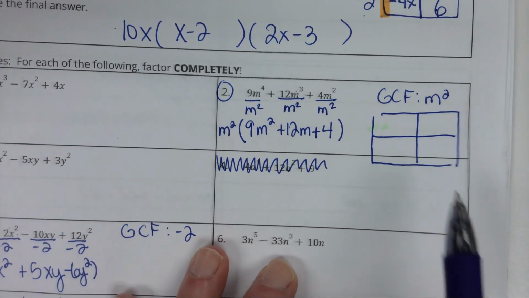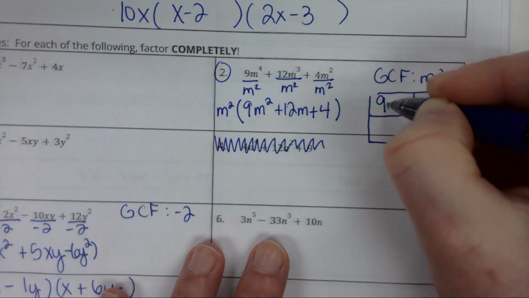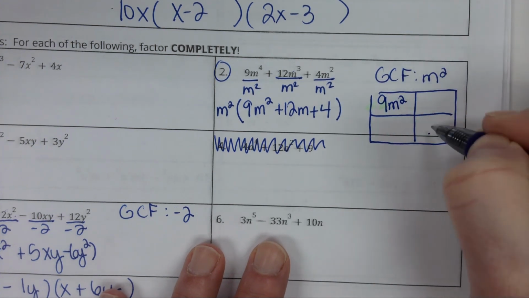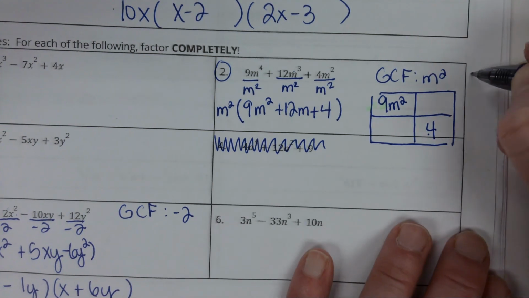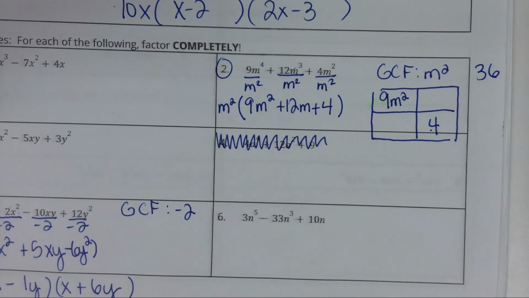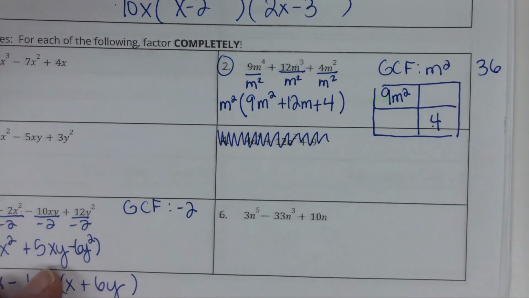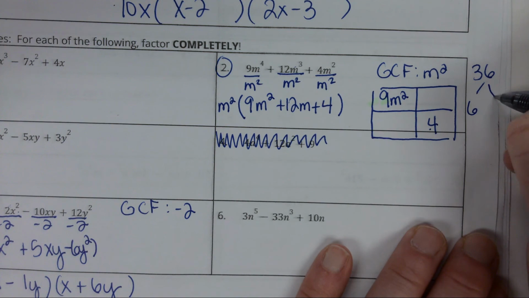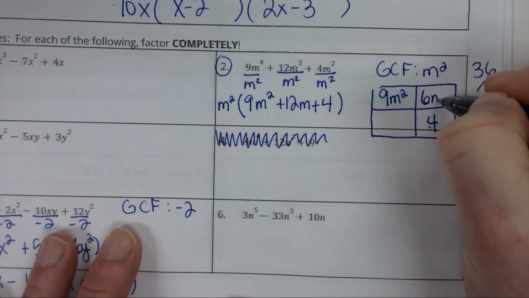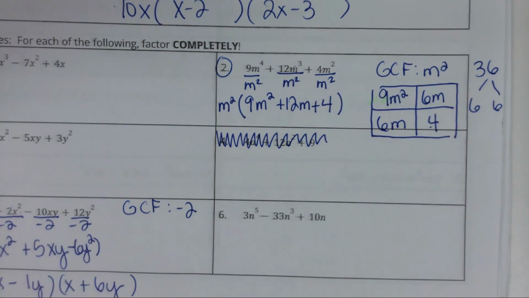All right, what goes there? 9m squared and a 4. What's 9 times 4? 36. Okay, well, we're using the 12 right now. What multiplies to be 36 and adds up to be 12? How about 6 times 6? No, 12. 6m and 6m. Well, 12 times 3, but it has to add up to be that. My bad.